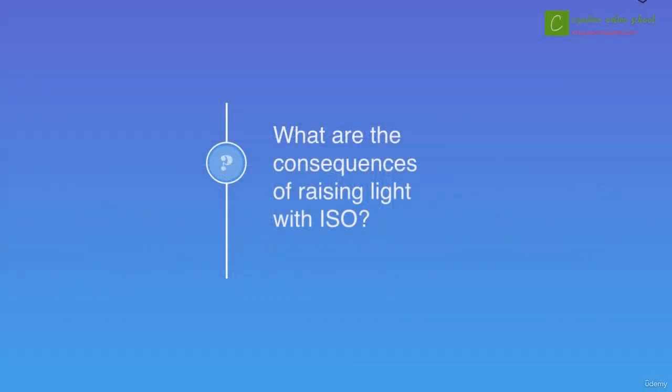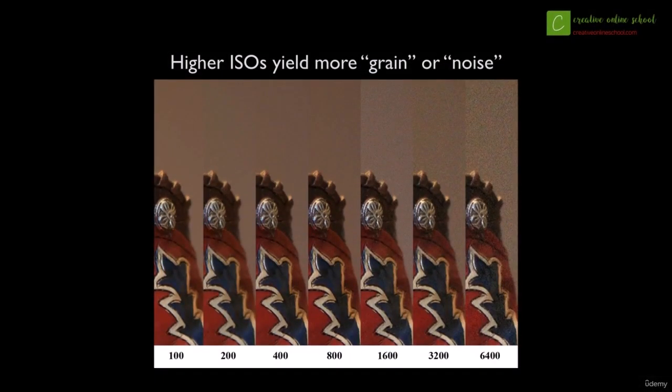So remember in the beginning when I told you that we're going to talk about these 3 pillars of the exposure triangle. Every one of them lets light in, but they also have a consequence every time we let light in. So what are the consequences of raising light with ISO? Higher ISOs are going to yield more grain or noise in your image. You see these visuals here from ISO 100 to 6400, and as we're getting up into the higher ISO numbers, you're starting to see grain or noise, you may have heard it called. It's basically flecks and mottling in your image and is ultimately a degradation of quality.